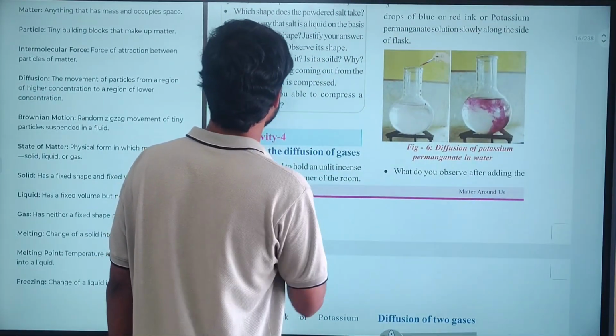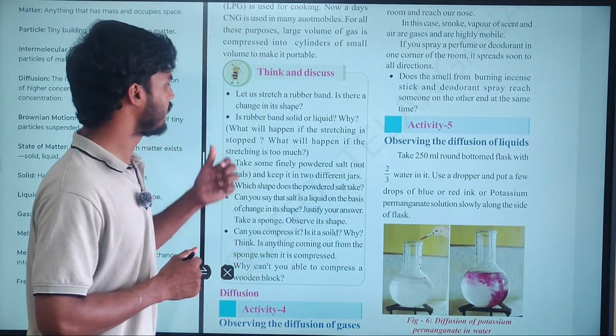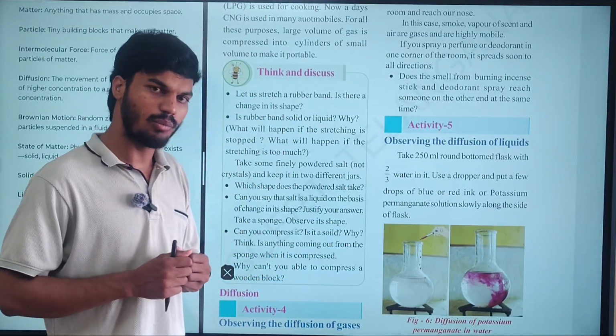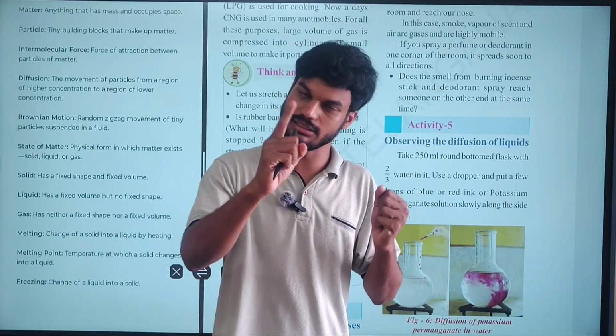Next, before that, think and discuss. Let us stretch a rubber band. Is there a change in the shape? Take the rubber band and try to stretch it. Is there any change before and after stretching? Yes, there is a change.